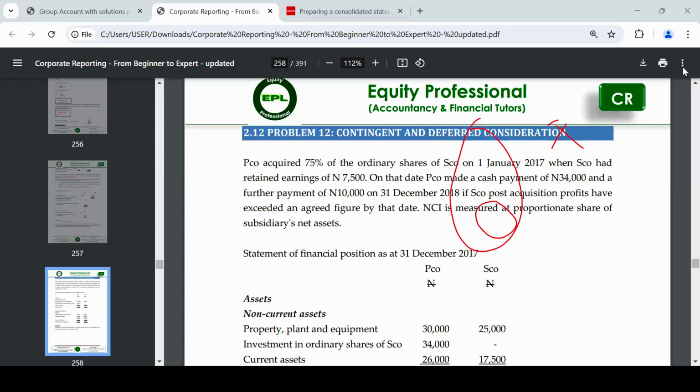is to, first of all, let me differentiate between these two before I move on. Or does somebody in the class want to differentiate between contingent consideration and deferred consideration? Anybody in the class? You can just unmute and quickly tell us. What is the difference between contingent consideration and deferred consideration?